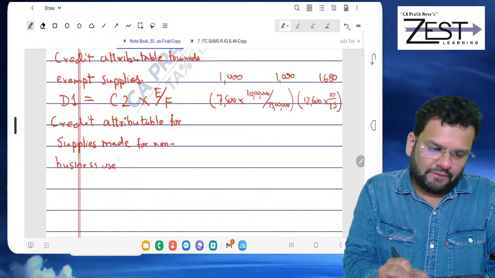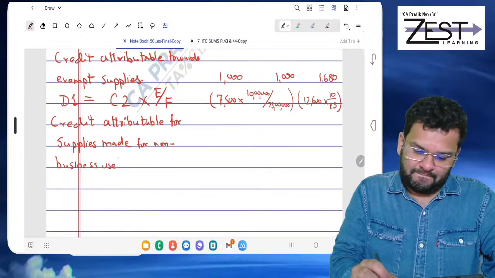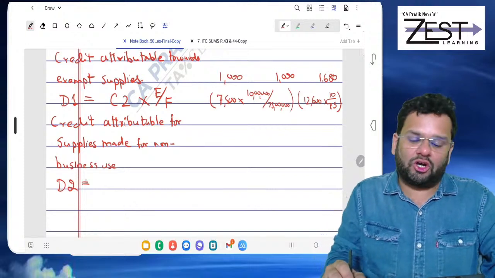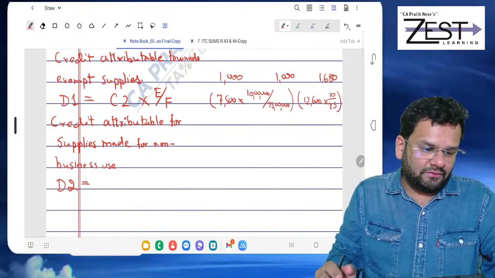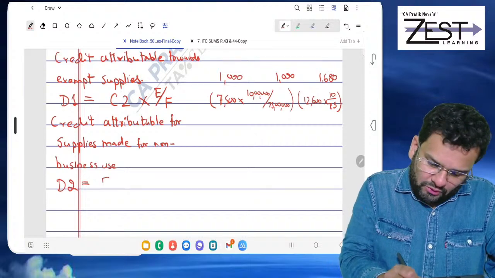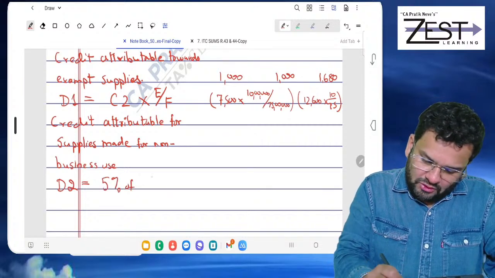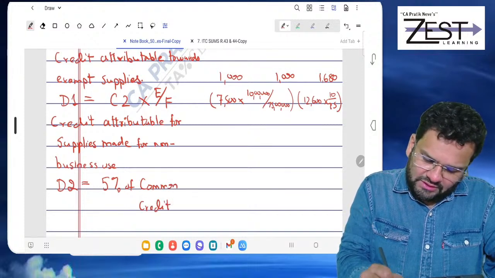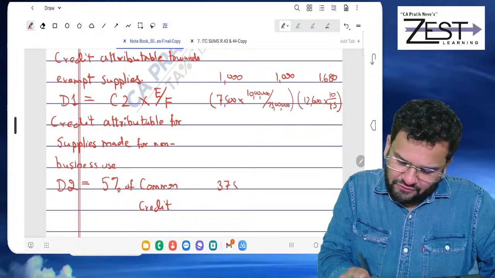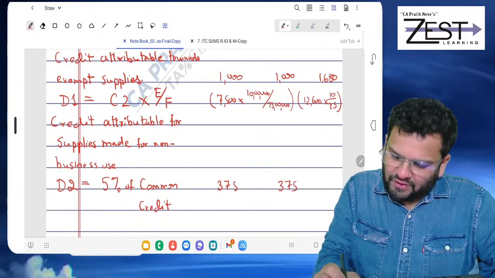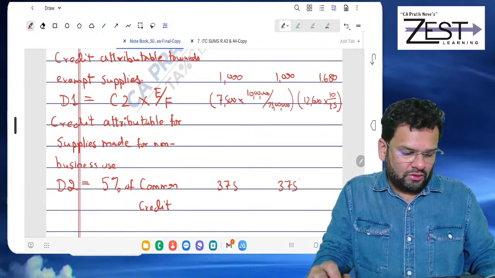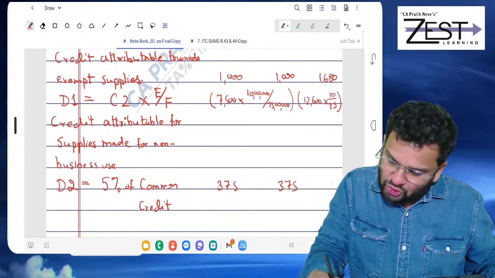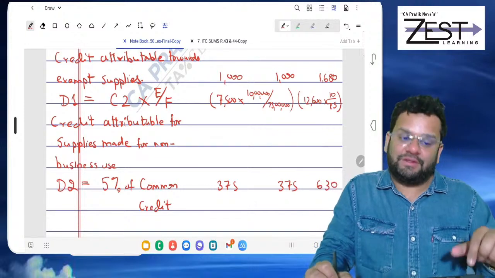So isn't it, friends, D2, and D2 is equal to 5% of common credit. So D2 is equal to 5% of common credit. So what is it in this case? It is 375, and do 12,600 into 5%, you will get it as 630.